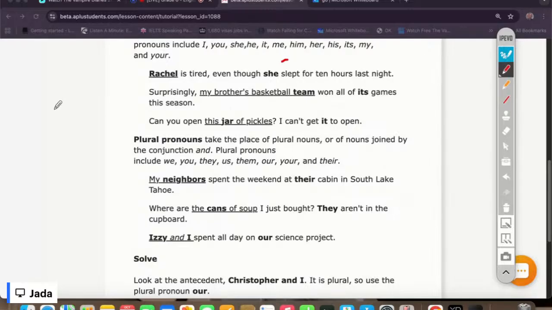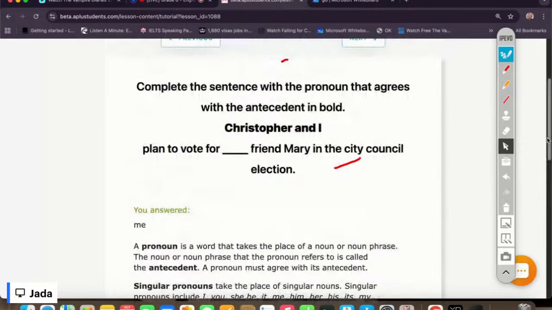And then the plural pronouns take the place of plural nouns, or of nouns joined by the conjunction and. So plural pronouns are we, you, they, us, them, our, your, and their. My neighbor spends the weekend at their cabin in South Lake Tahoe. Where are the cans of soup I just bought? They aren't in the cupboard. Izzy and I spent all day on our science project. So you can see that the plural pronoun goes with the plural noun, and the singular pronoun goes with the singular noun.